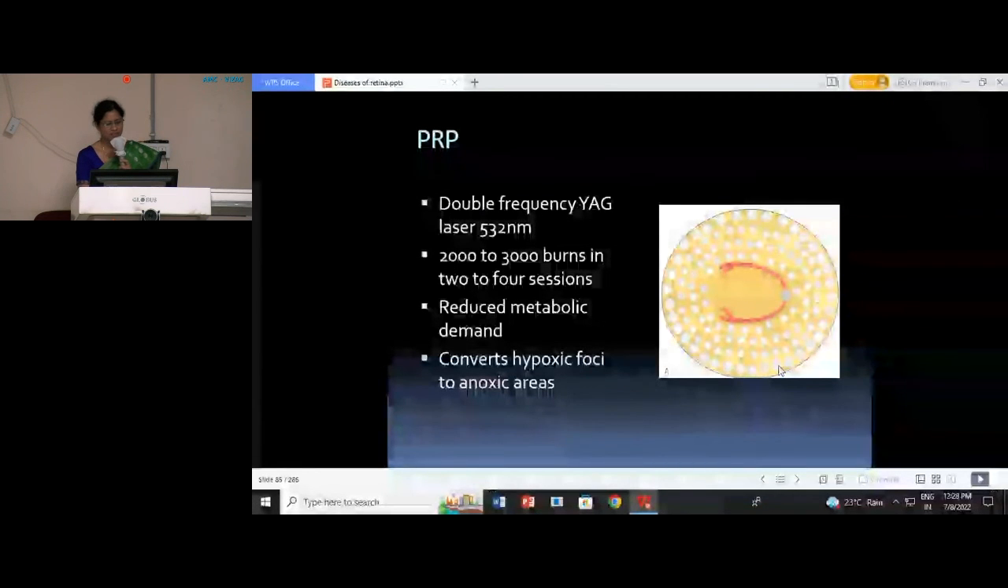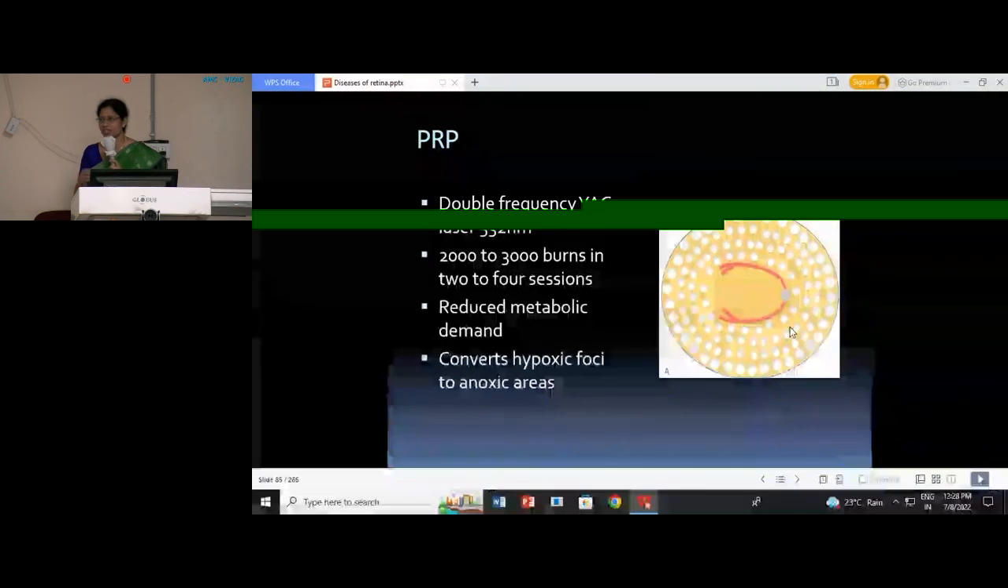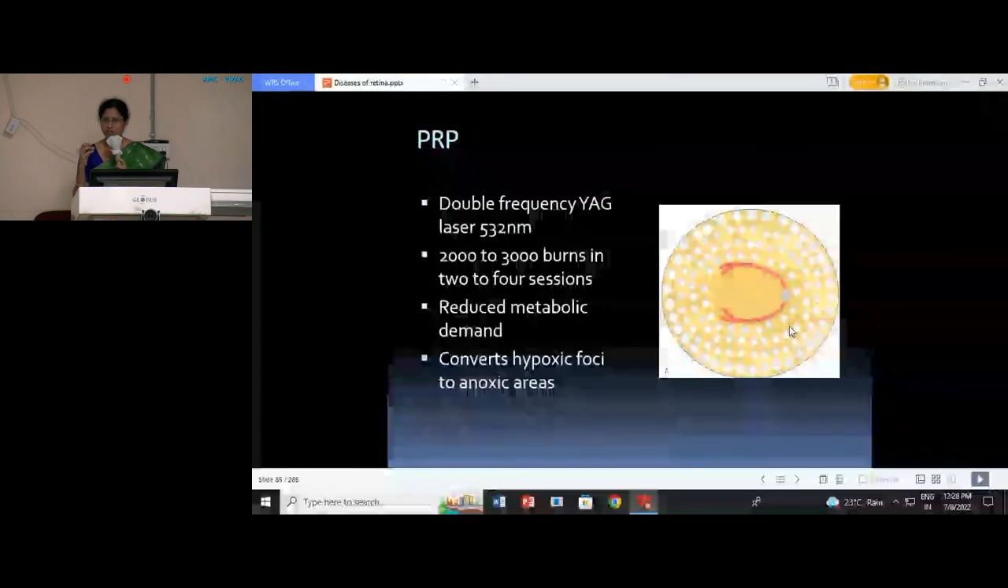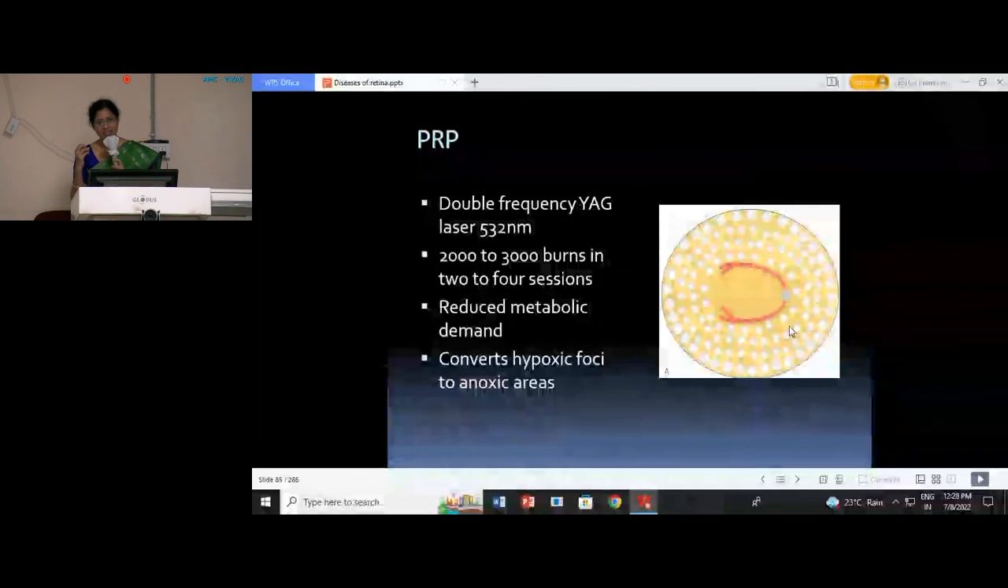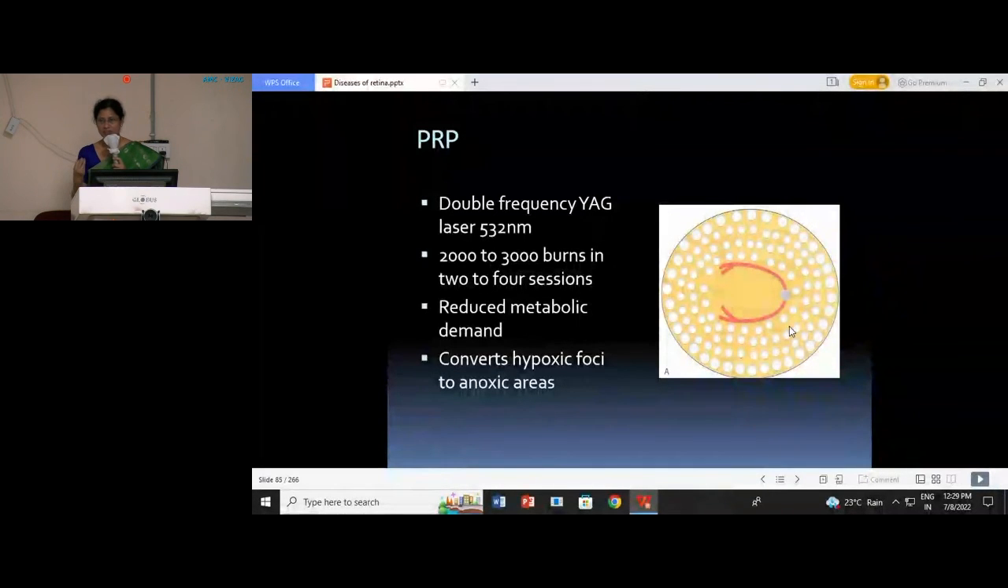So what is the mechanism of action of these laser burns? It reduces the metabolic demand. So what is the main cause for all the retinopathy changes? It is the retinal ischemia or hypoxia that is responsible for all the retinopathy changes. So in this, the hypoxic retina is converted into anoxic retina so that the metabolic demand will be reduced.